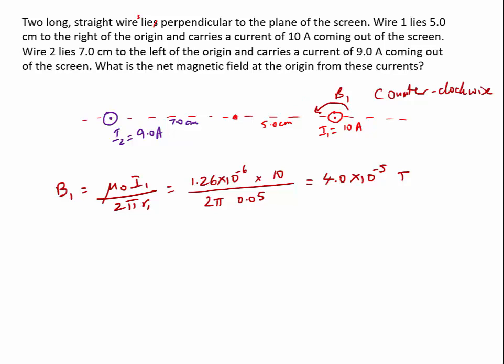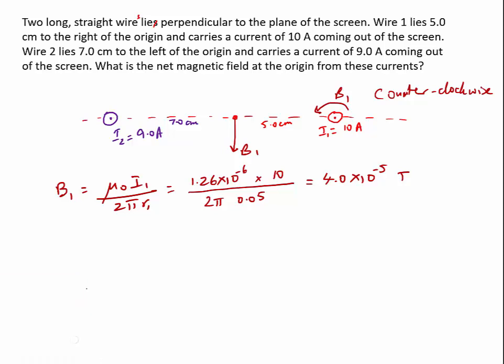But we're interested in the direction of B1 at this point, at the origin. So at the origin, using the two methods that I presented in the previous video, you will see that it will point straight down. So an arc of a circle going through this point, pointing in the counterclockwise direction. The tangent to that will be pointing straight down. So this will be B1.